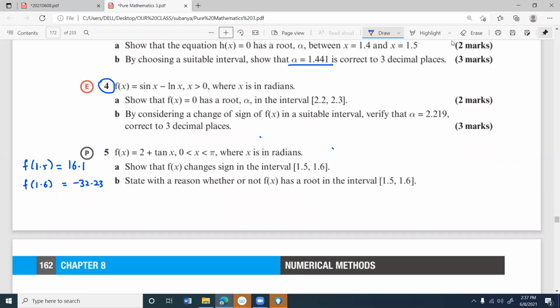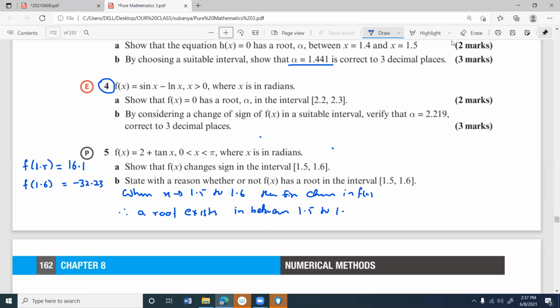State with reason whether or not f(x) has a root in the interval 1.5 to 1.6. The answer is: when x goes from 1.5 to 1.6, the sign changes in f(x). Therefore, a root exists in between 1.5 and 1.6. That's a way of writing the answer for this particular question. Right. Okay.